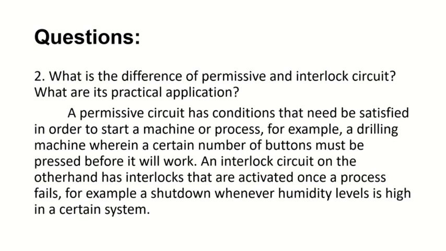What is the difference between permissive and interlock circuits? What are their practical applications? A permissive circuit has conditions that need to be satisfied in order to start a machine or process. For example, a drilling machine wherein a certain number of buttons must be pressed before it will work. An interlock circuit, on the other hand, has interlocks that are activated once a process fails. For example, a shutdown whenever the humidity level is high in the system.